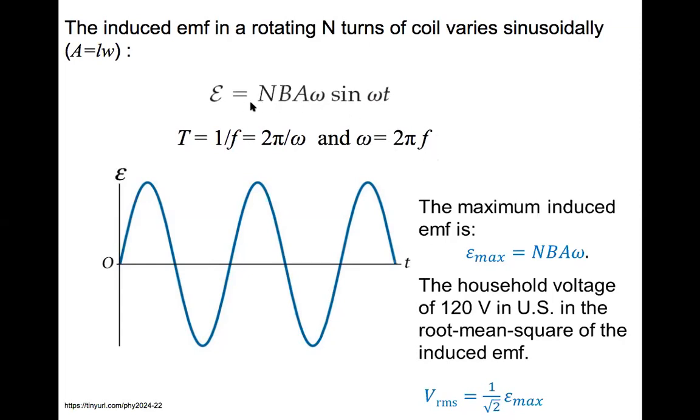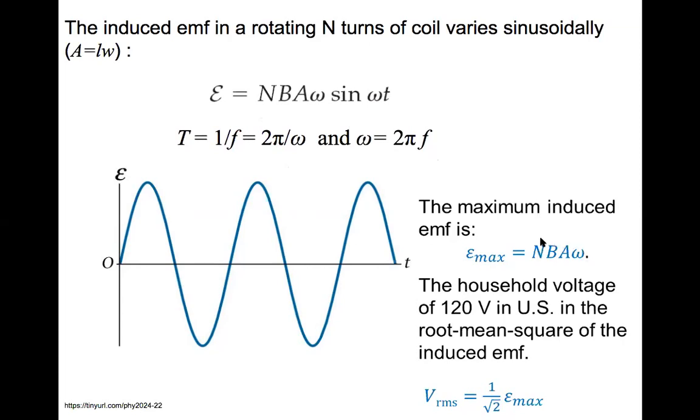So in this case, you can see the epsilon will be a sine function like that. Now the sine function should have a maximum value, which is the magnitude in front of the sine function. So for the induced EMF by an electric generator, the maximum you would have is NBA omega. So this is the maximum value.